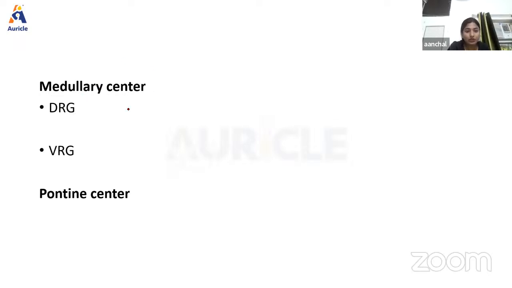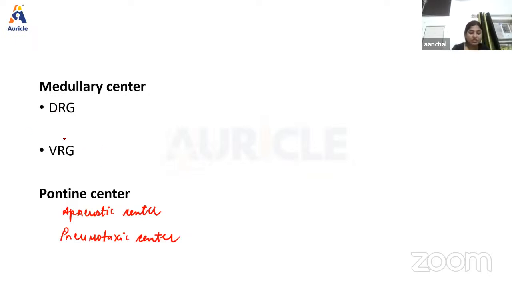Okay, now we're going to talk about the centers. So here we have medullary center and pontine center. In the medullary center, we have the dorsal group of neurons and the ventral group of neurons, and for the pontine center, we have the apneustic center and the pneumotaxic center. Okay, so one by one, we're going to talk about them.